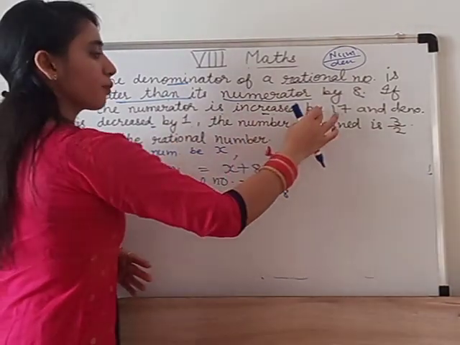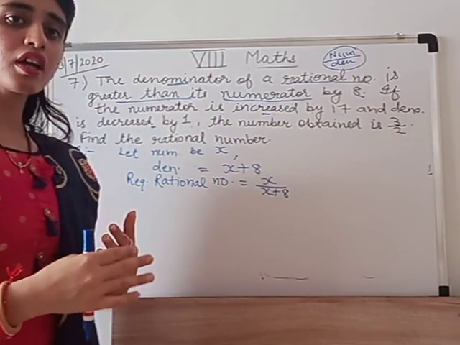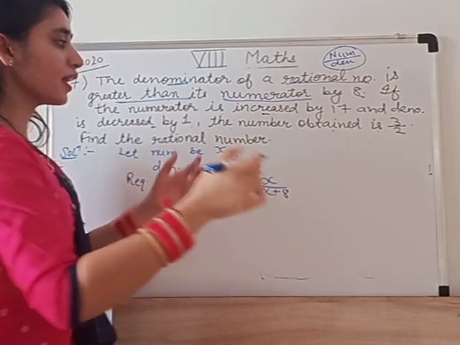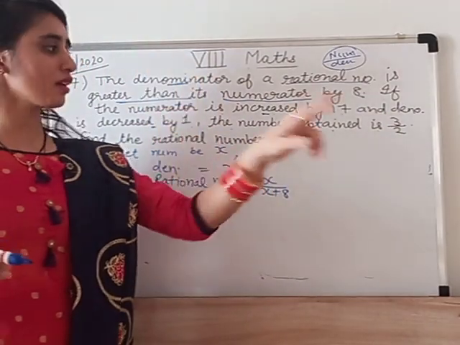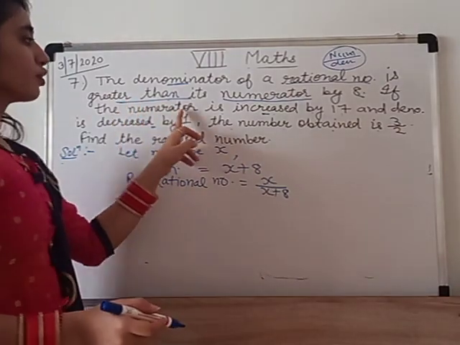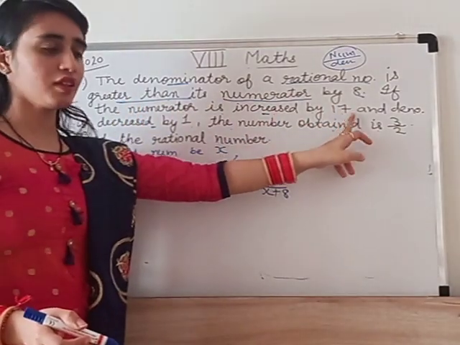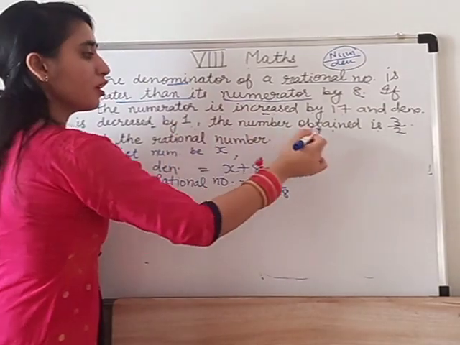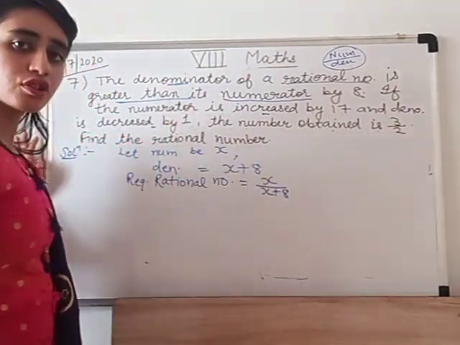By showing a positive sign we show an increasing number, and the number obtained is that rational number, equal to 3 by 2. It means when the numerator is increased by 17 and the denominator is decreased by 1, the number obtained is 3 by 2.